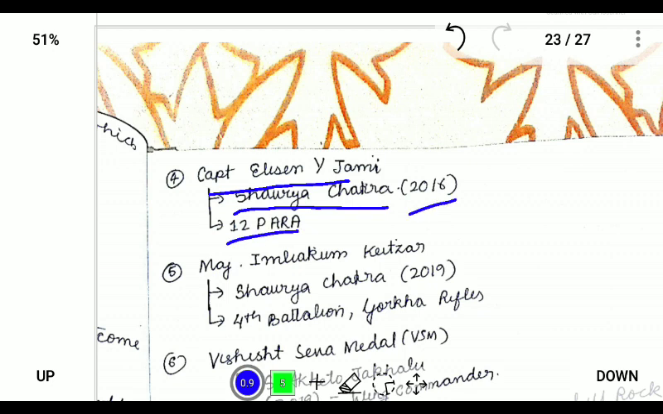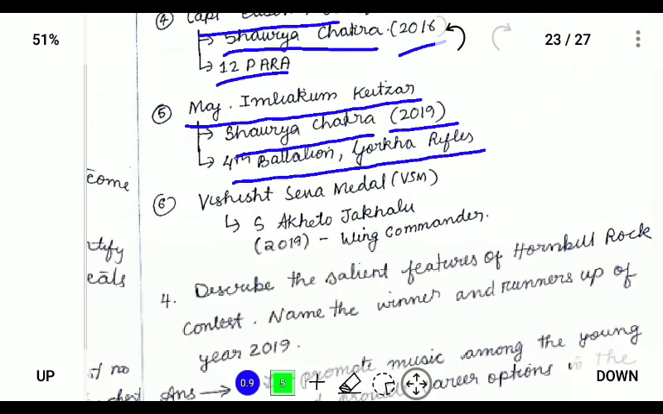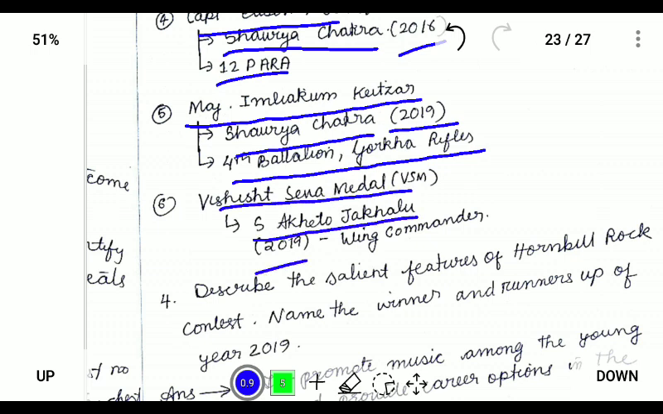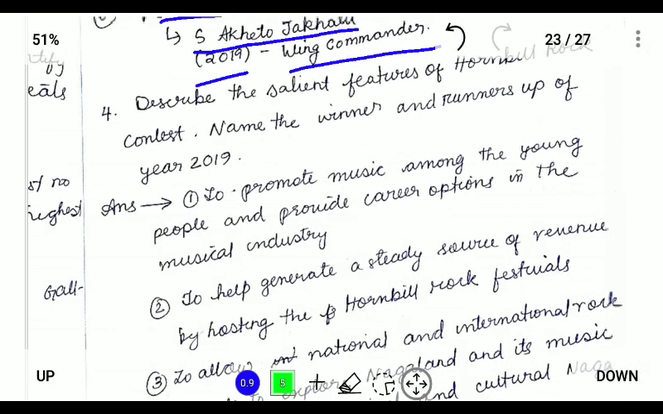Next, Major Imdiagam Kitzar, he also got the Shaurya Chakra in 2019, and he belonged to the 4th Battalion Gorkha Rifles. And the next belonged to the Indian Air Force, and he was awarded the Vishisht Seva Medal, and his name is Akedo Jakalu, and in 2019 he was awarded the Vishisht Seva Medal, and he was a wing commander of the Indian Air Force.